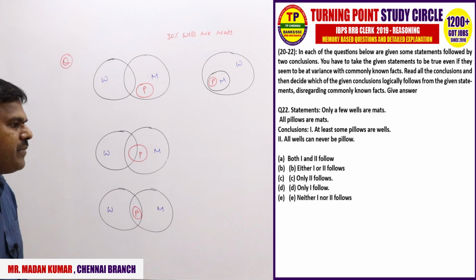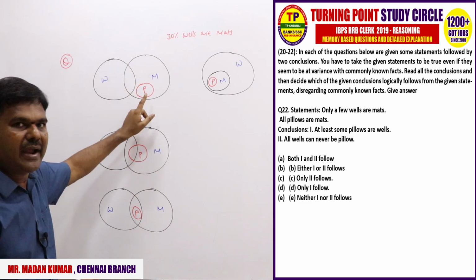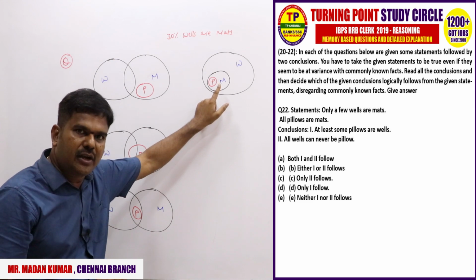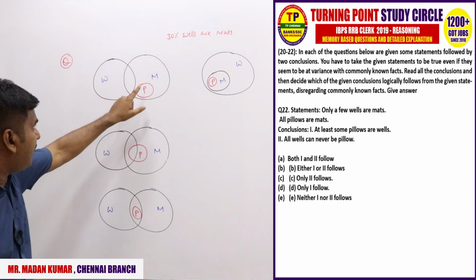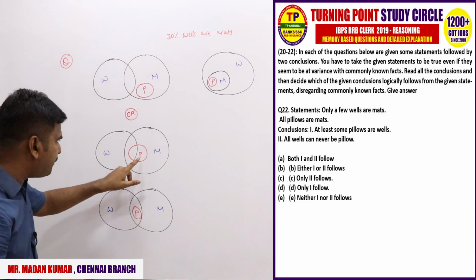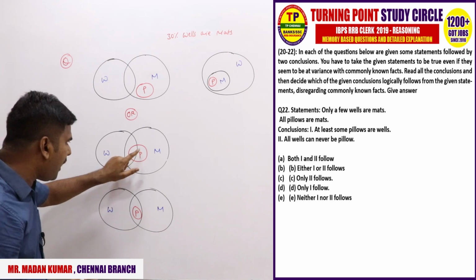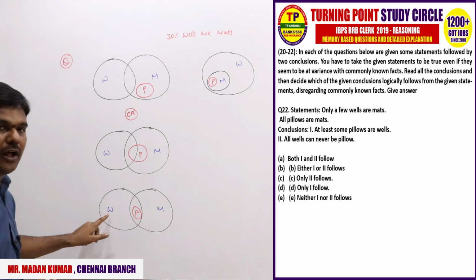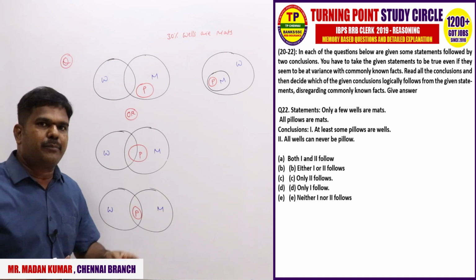What is the next one being given? And all pillows are mats. All pillows are mats, so pillows must be inside mats. So here I can mention this one, and no other option is left over. So inside mats pillow must be there, right? But here we can consider one more. All pillows are mats means some pillows can be in wells also, so that possibility is there, but all pillows must be in mats. Even all pillows can be in wells also, this option is also coming, right?